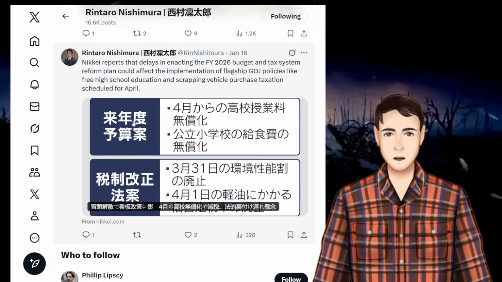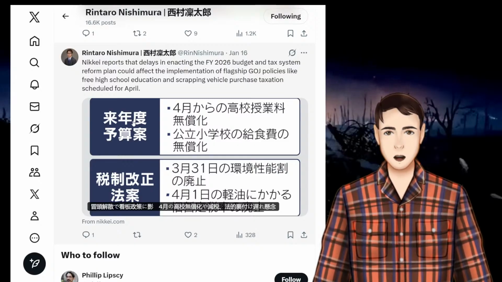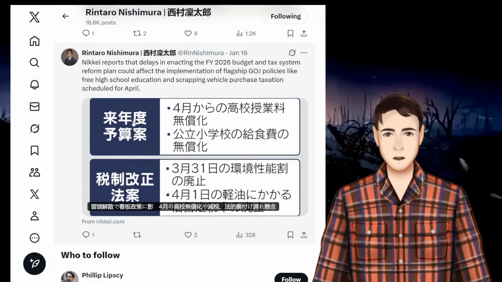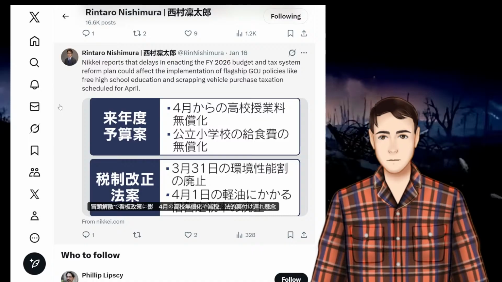Delays in enacting the fiscal year 2026 budget and tax system reform plan could affect the implementation of flagship government policies like free high school education and scrapping vehicle purchase taxation scheduled for April. All right.